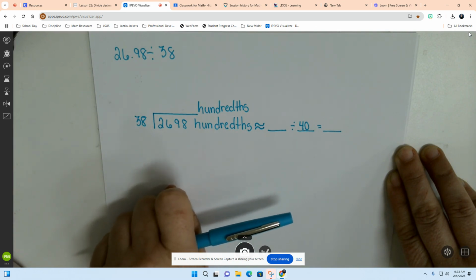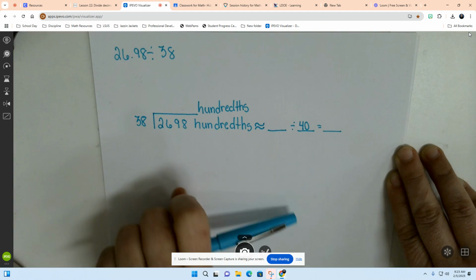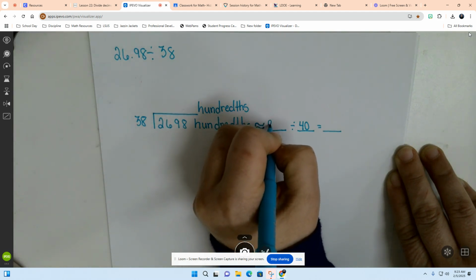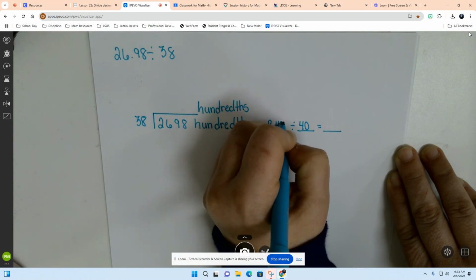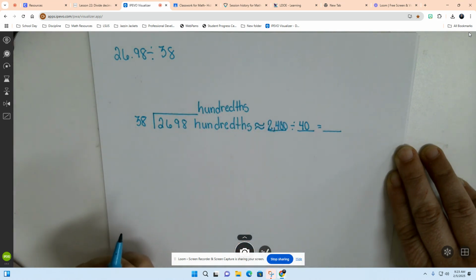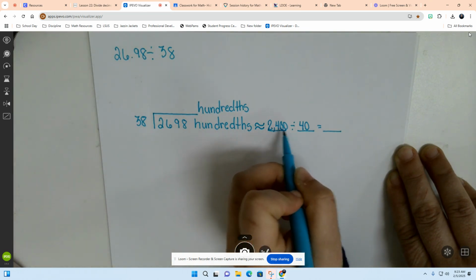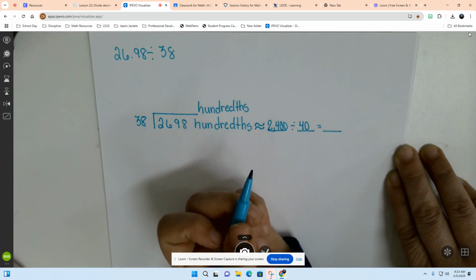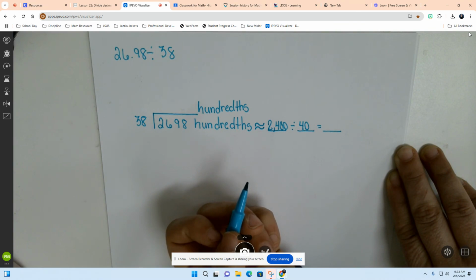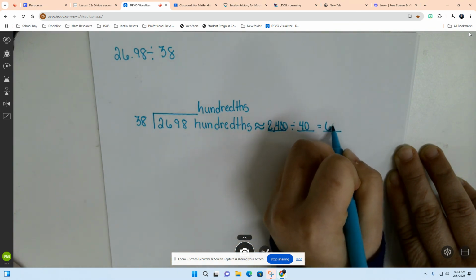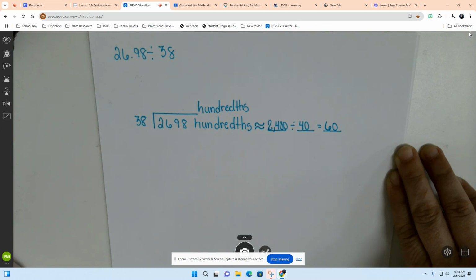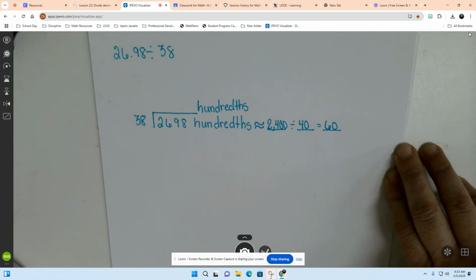Yes. 2,400. So I'm going to write that, 2,400. I don't want to go over. So if I divide this, what's my answer going to be? 60. Okay, here's my answer. That's my, well, not my answer, my estimate, 60. So that means I'm going to start with 60.